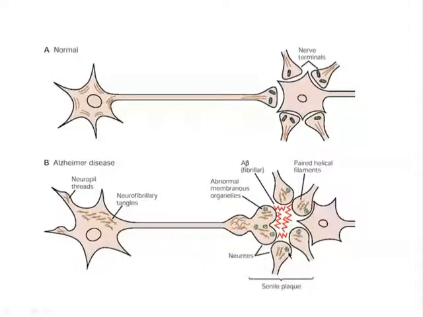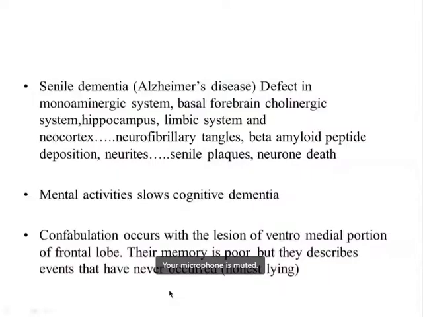Mental activity slows, causing cognitive dementia. That is why, with the advancement of age, if somebody plays chess or solves crossword puzzles, then the forgetfulness will be lesser in old age.